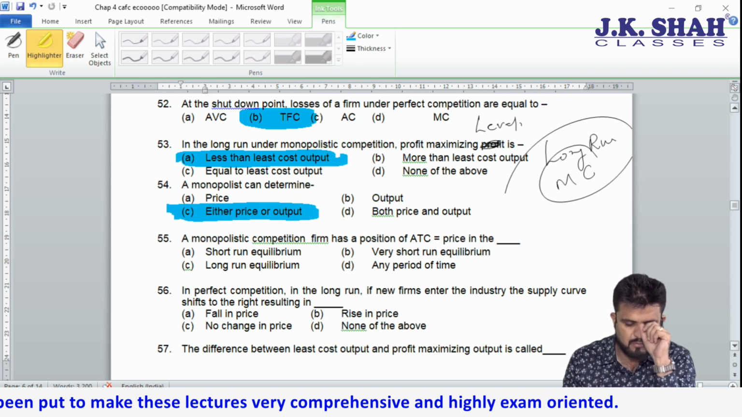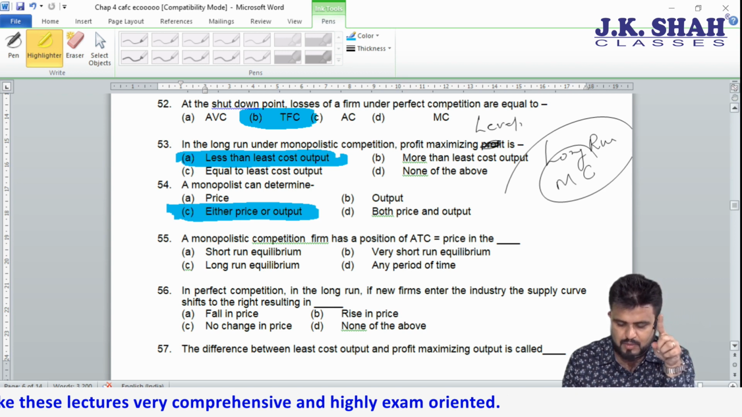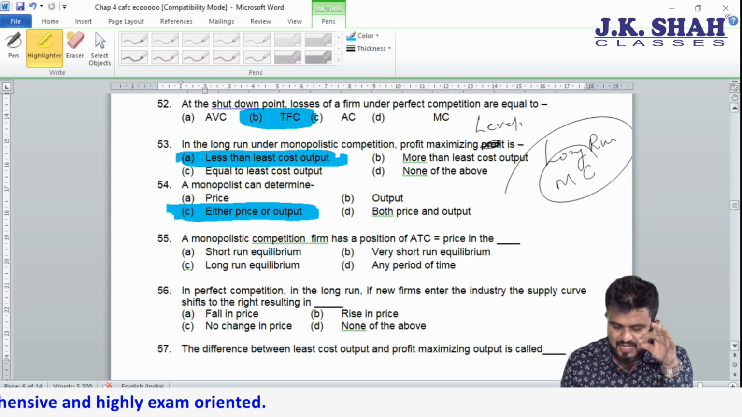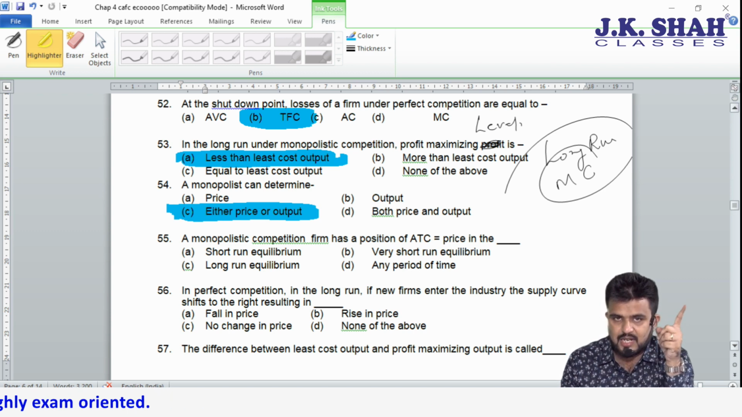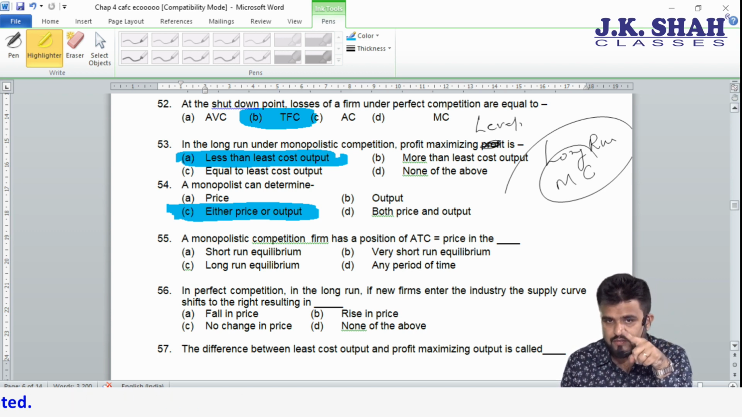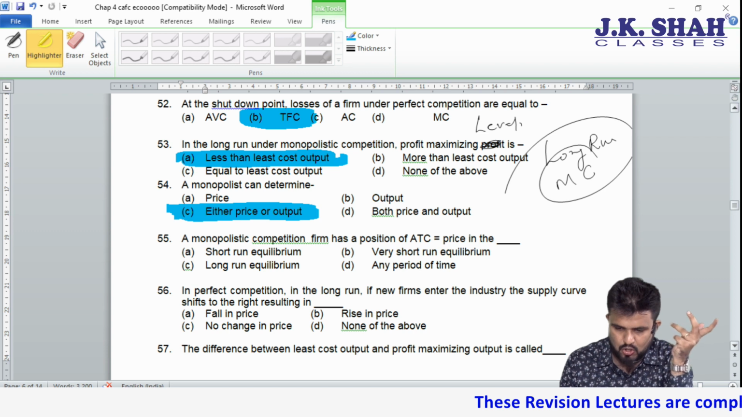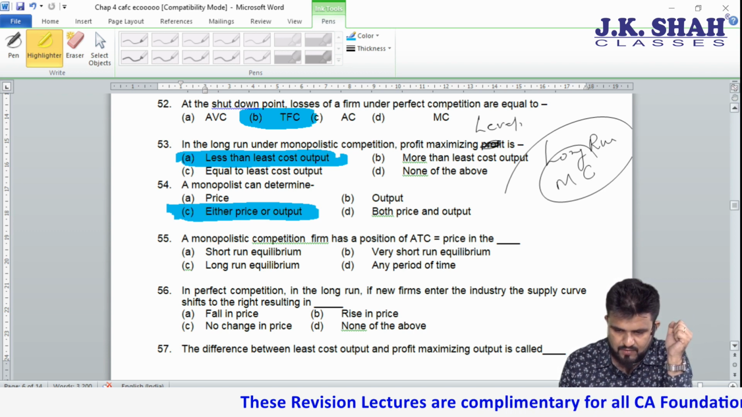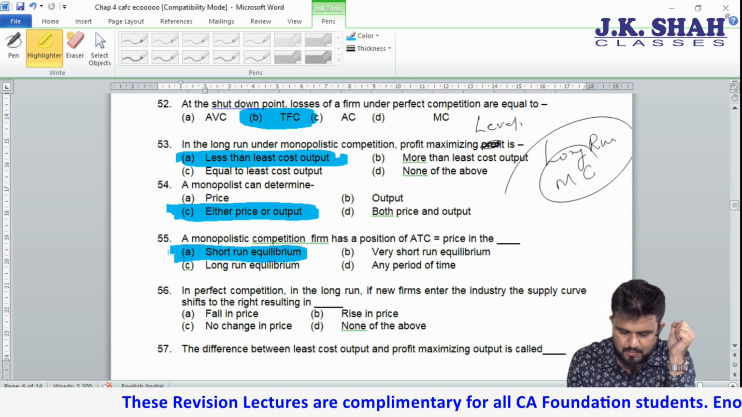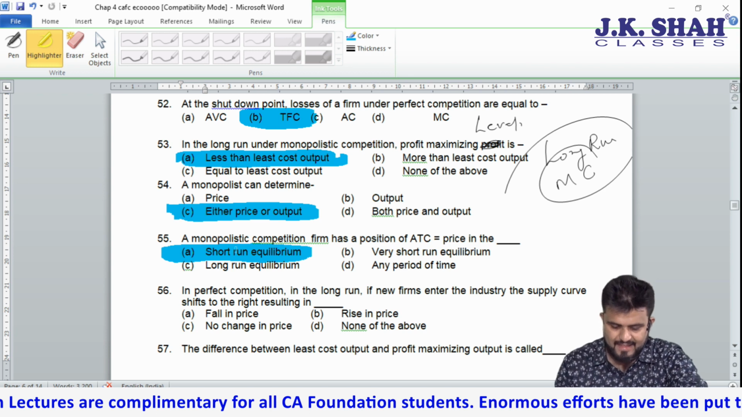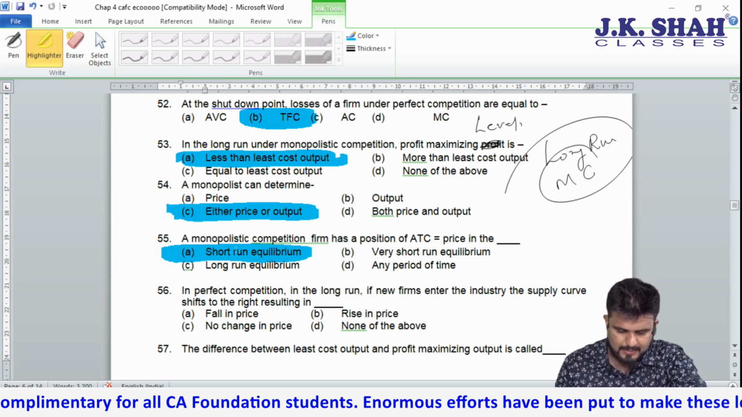55 now. A monopolistic competition firm has a position of ATC equals price in dash. That is, average cost equals average revenue. Short run equilibrium, very short run equilibrium, long run equilibrium. So students, for 55 the answer is short run equilibrium. AR equals AC.